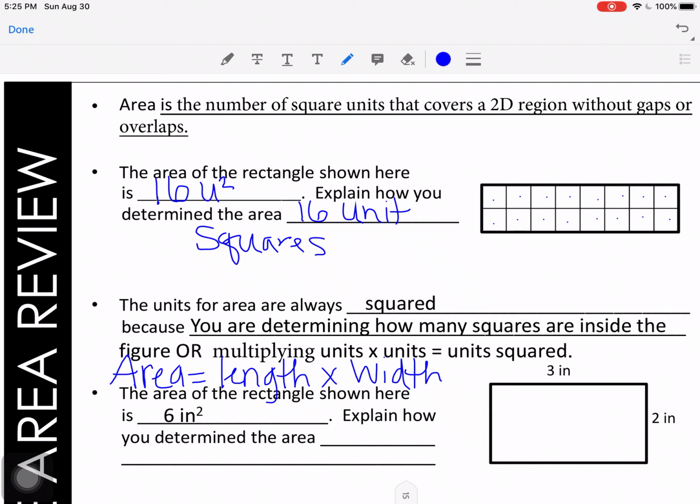So the area of the rectangle, as I said, is 6 inches squared. 3 is the length of the rectangle. 2 is the width of the rectangle. So to determine the area of this rectangle, they multiplied 3 times 2, which gives us 6 square inches, or inches squared, however you want to say it, as long as you know that the units have to be squared. They have to be square units because we're multiplying unit times unit, which gives us square units.